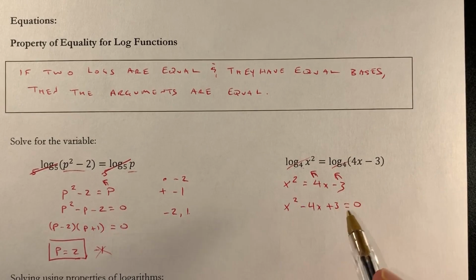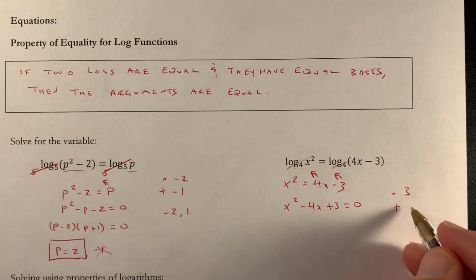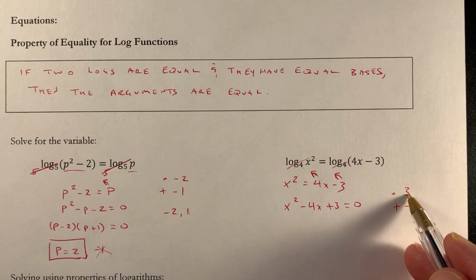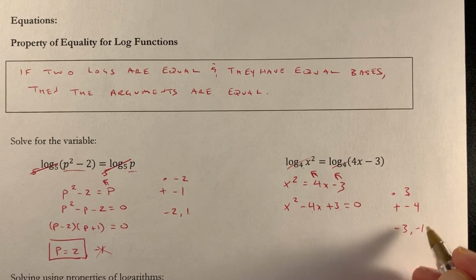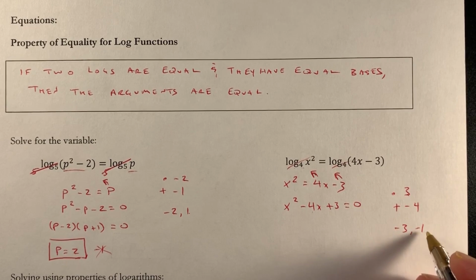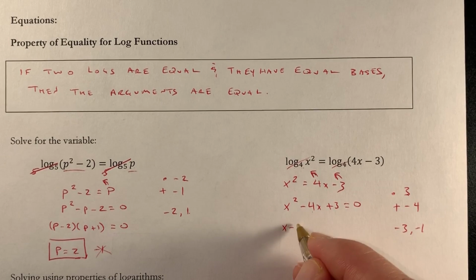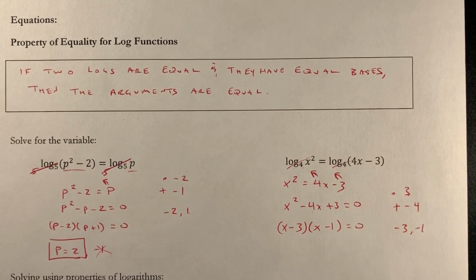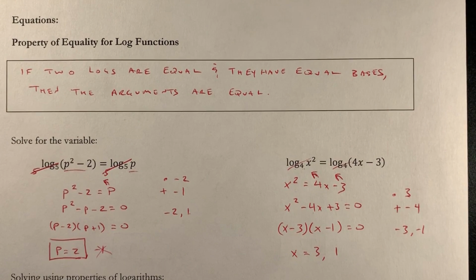And I need to factor, so I need two numbers that multiply to 3 and add to negative 4. In order to multiply to positive 3 and add to negative 4, I'm going to have to use negative 3 and negative 1. Negative 3 times negative 1 is positive 3. Negative 3 plus negative 1 is negative 4. So I have x minus 3 times x minus 1 equals 0. So my two solutions are x equals 3 and x equals 1.